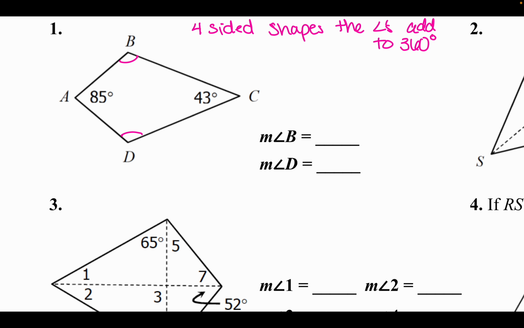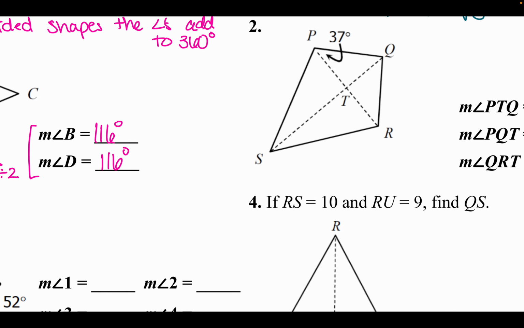So we're going to do 360 minus 85 minus 43. That leaves us with 232. And then we're going to divide that by 2 to get our angle measure for each. So measure of angle B is 116, measure of angle D is 116. Okay, number 2.